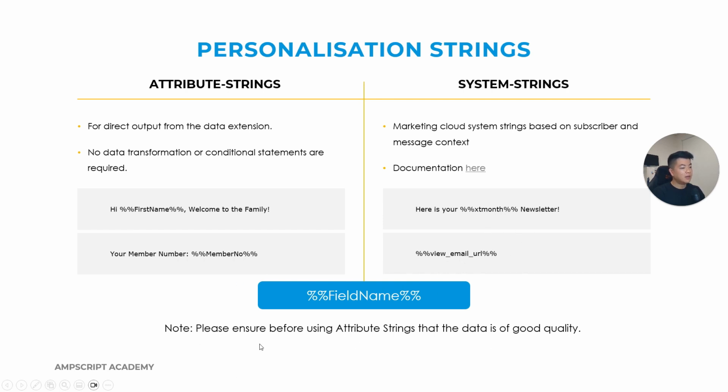Again, as a note, I want to emphasize as much as I can, please ensure the data is of good quality before using attribute strings. There are so many scenarios where I work with clients who just use a personalization string for the first name, and they realize when they send the email out that they have random spaces. Some customers don't have a first name. Some are all in all caps for some reason, and it's not a good experience for the customer.